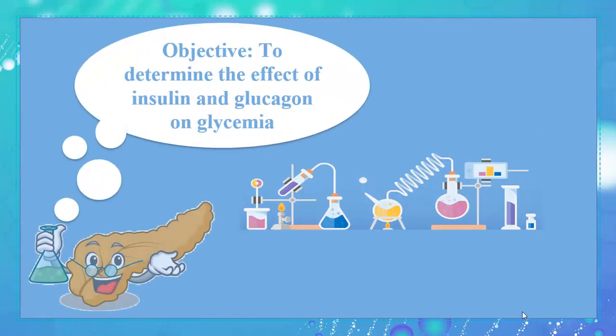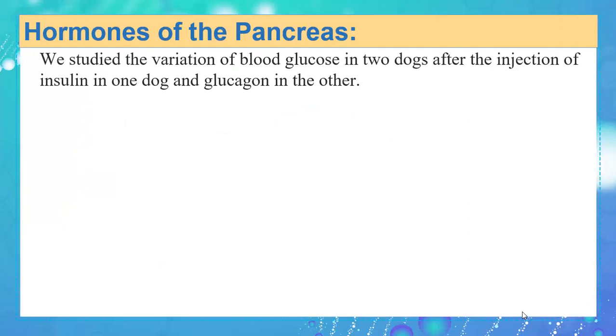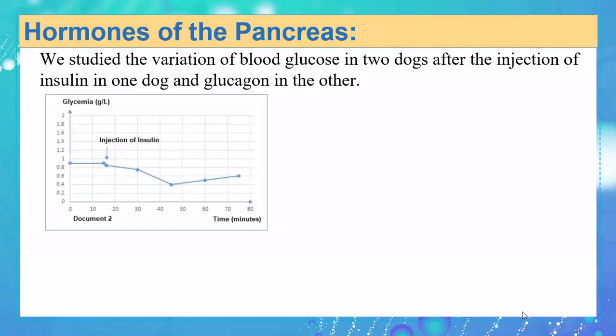The objective of this experiment will be to determine the effect of insulin and glucagon on glycemia. In this experiment, we studied the variation of blood glucose in 2 dogs after the injection of insulin in a dog and glucagon in the other dog. Observe the following graph. What happened to the level of glycemia after injection of insulin? The level of glycemia decreased.